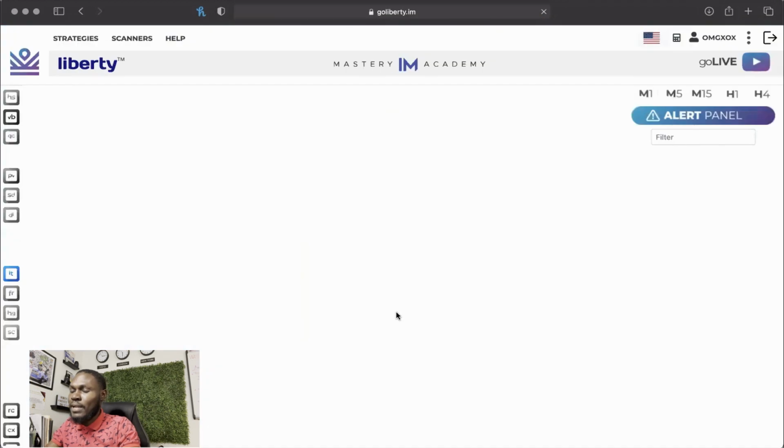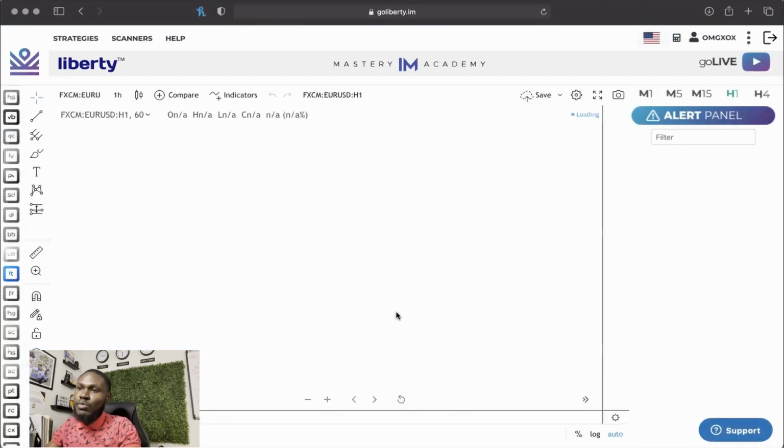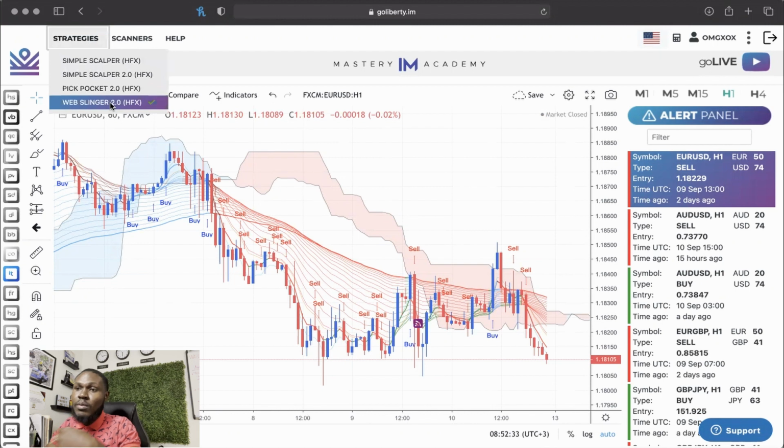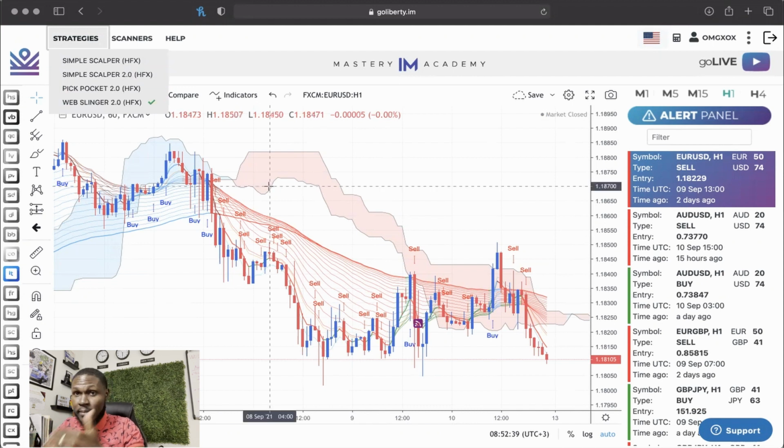So if you are a part of the academy, if you are a part of the mentorship, then what you're gonna realize is the moment you get started with the HFX package, guys, you have access to 3 proprietary software strategies that we have. As you can see in the Liberty app, we have the web slinger, we have the pickpocket, we have the simple scalper. Now, guys, all 3 strategies were designed for specific market conditions. And so a lot of people, when they do get started, tend to try and stick with one strategy because that's what they feel most comfortable with.